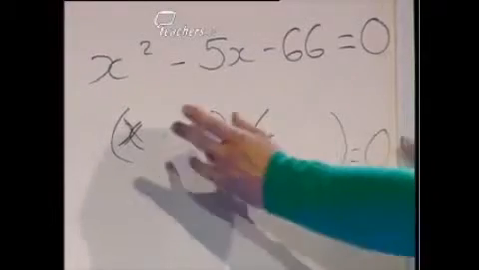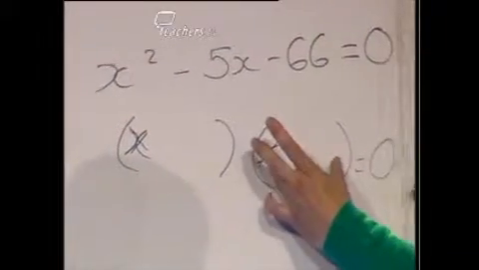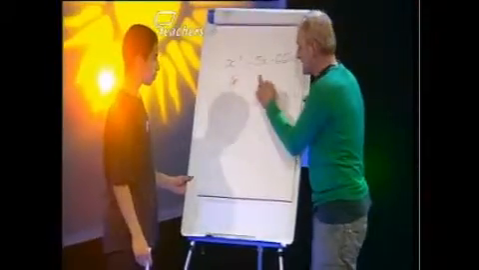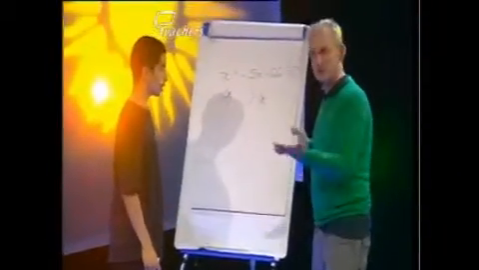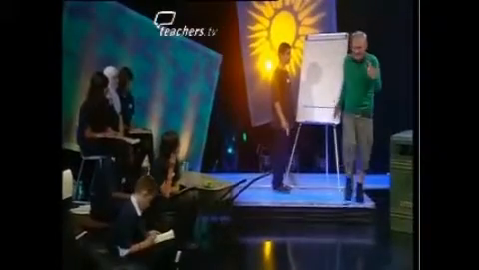Because each of the 2 terms in this bracket has to multiply each of the 2 terms in that. So one of the terms is going to be x times x, which is x squared. Any ideas for the other numbers? Something that multiplies to minus 66 and something that adds up to minus 5. We need 2 numbers that multiply to minus 66 and add to minus 5. What are those 2 numbers?